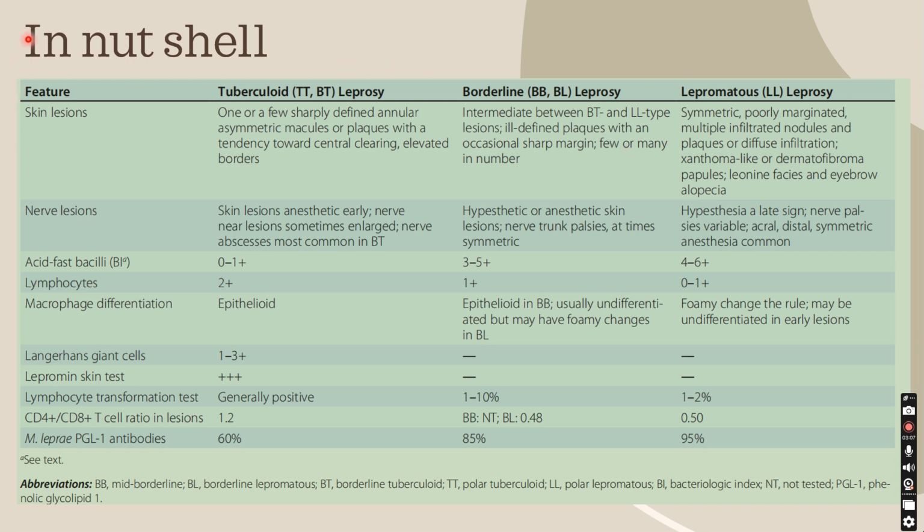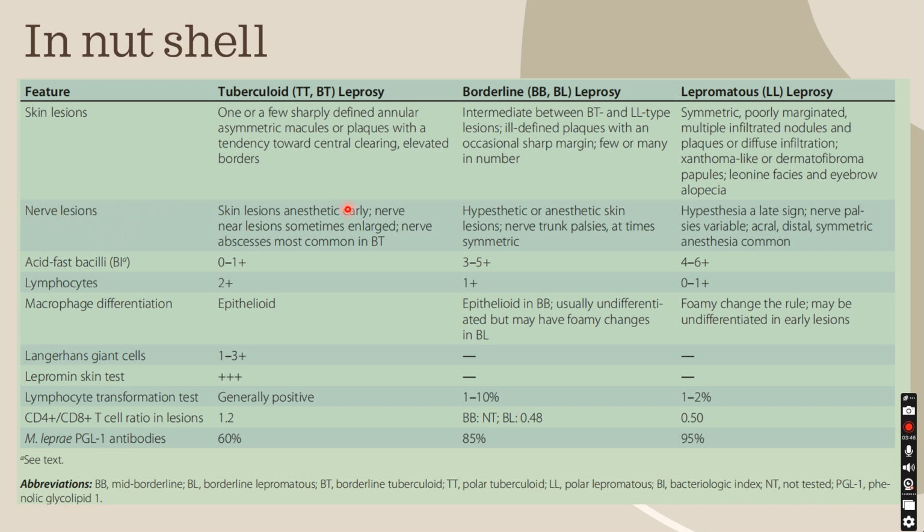So I want to give this chart, in a nutshell, of the spectrum of leprosy. Here you can see the tuberculoid leprosy, borderline leprosy and lepromatous leprosy. Tuberculoid leprosy is the initial stage, borderline is the transition between tuberculoid and lepromatous stage, and lepromatous is the end stage where severe infection will be there. The number of lesions, bacilli present, macrophage differentiation, everything has been given in detail in this chart. You can go through it. A few things which I want to highlight: there will be fewer skin lesions in tuberculoid, intermediate lesions in borderline, and severe diffuse lesions present in lepromatous leprosy.